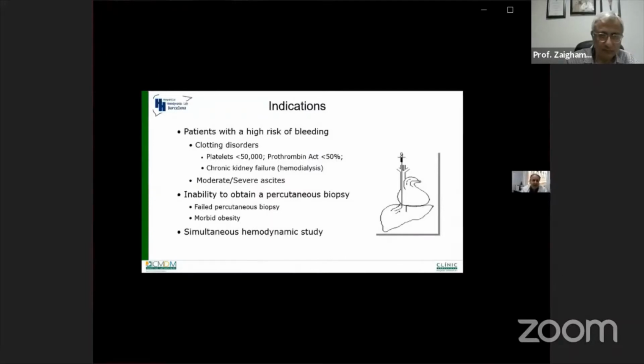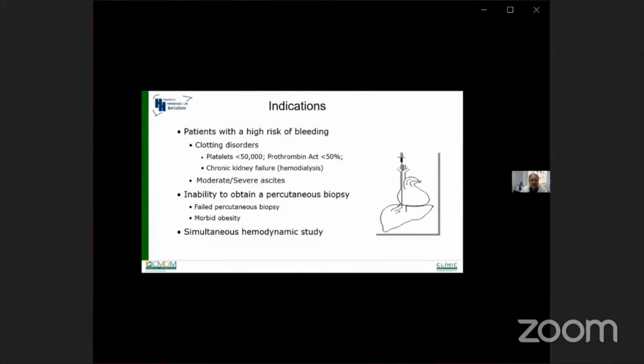Well, these are the indications when we usually use the transjugular approach to get a liver sample. It is, of course, for patients with a high risk of bleeding, with very severe clotting disorders, a platelet count below 50,000, and prothrombin time below 50%. Also patients with a higher risk of bleeding because of other associated conditions, for example chronic kidney failure, or patients with moderate or severe ascites, where it's quite difficult to get a liver sample through the percutaneous approach.